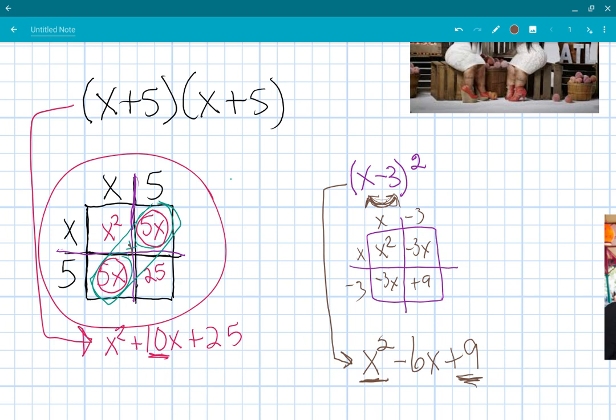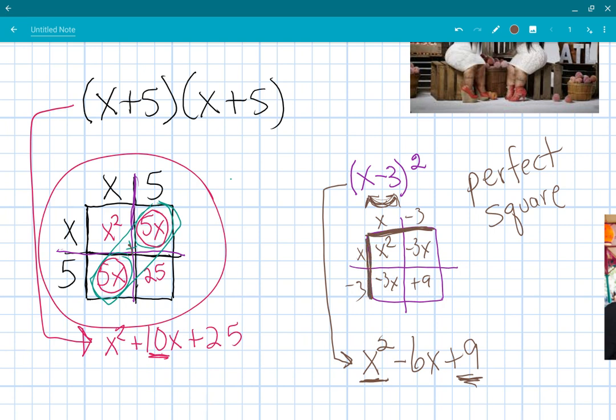So for twins, this is called a perfect square. Now all squares are perfect, but I don't know why they call it perfect. Do you guys agree that all squares are perfect? They're all the same size. Okay. Yeah. Now it's a perfect square because this length, x minus 3, equals x minus 3.